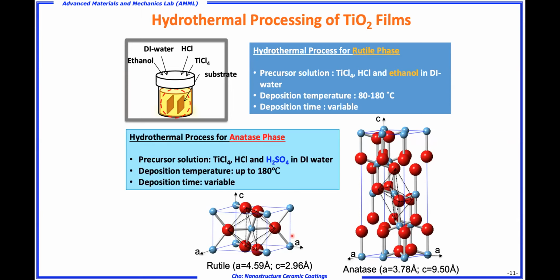Here, the crystal structure and the unit cell are shown for rutile and anatase. For rutile, the A direction and B direction of the unit cell are the same, and the C direction is shorter, so this is a tetragonal structure. For anatase, the A and B directions are again the same, but the C direction is elongated, so there are more atoms per unit cell. Again, this is a tetragonal structure. Even though they have different structures, they are all based upon the titanium octahedron shown here. This is a titanium cation, and you have six neighboring ions.